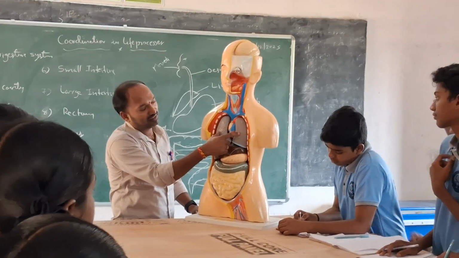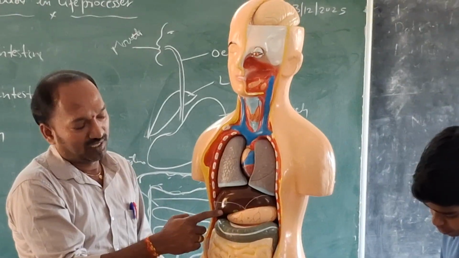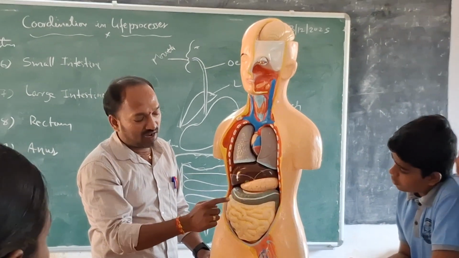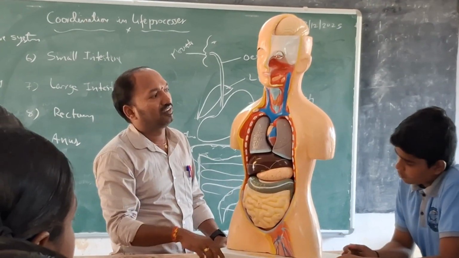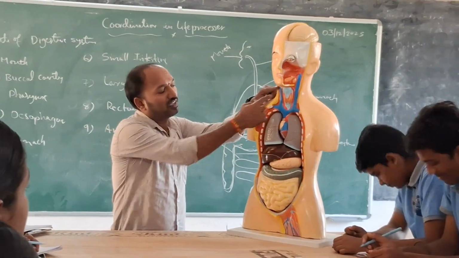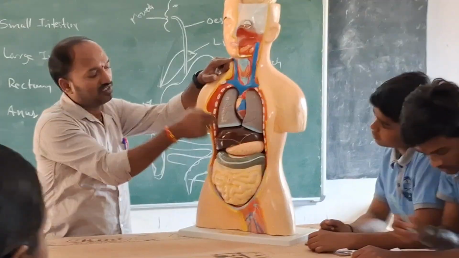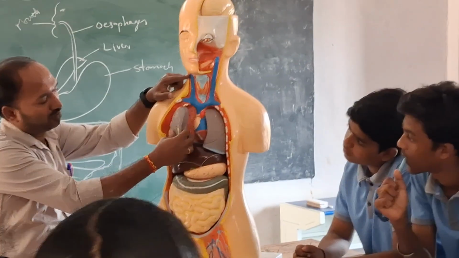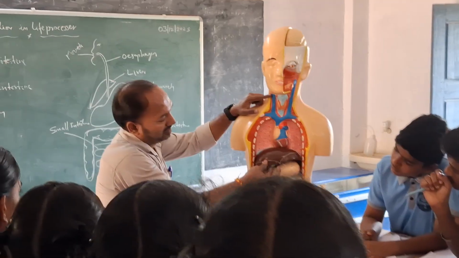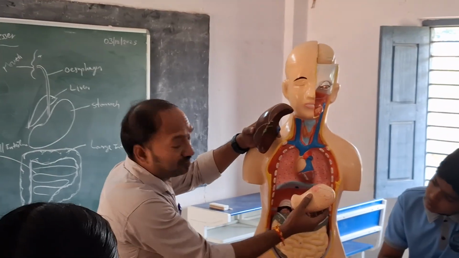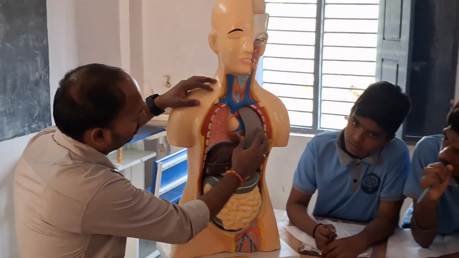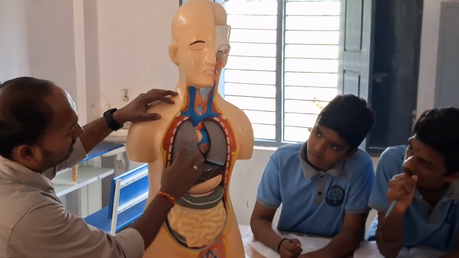These are the lungs, heart and liver. And this one is the colon, or large intestine, and these are the small intestine. So that esophagus connects the pharynx and stomach. Pharynx ki stomach ni manaki esophagus connect chestu untundi. Okay, we can understand it and we can move on. This is the liver. This one is the stomach. These are the lungs and heart.